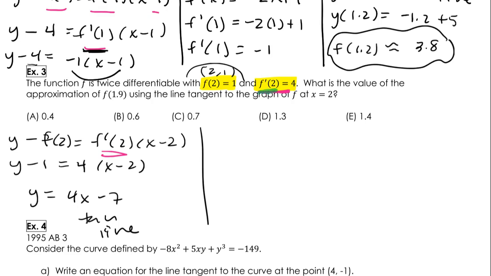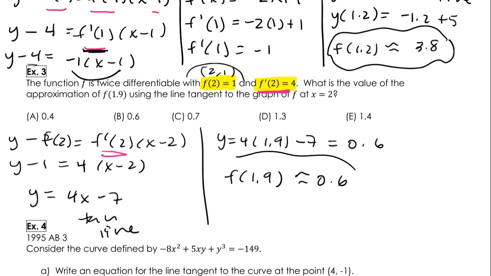Okay, now we're going to go on and we're going to approximate 1.9. So now we're going to say, let's sub a 1.9 into our tangent line, and we'll get 0.6. So f of 1.9 is approximately 0.6.